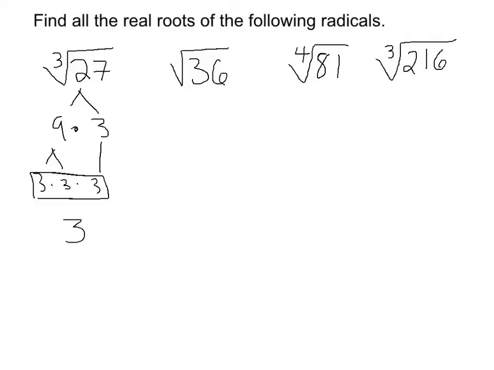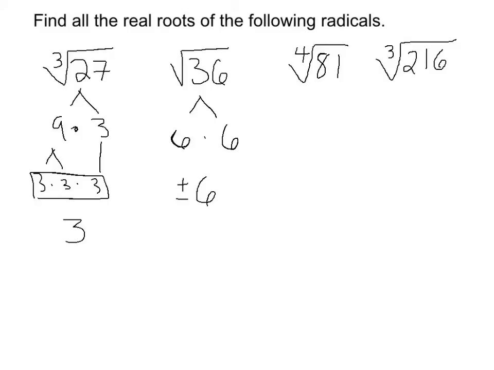Now we look at the square root. We know that the index is even, and if we factor this out, notice 6 times 6 is 36, so the square root of 36 is a positive 6. But since this is an even index, this is the principal root, the positive one, and its negative is also a root. So we say plus or minus 6, because negative 6 times negative 6 is also a positive 36.